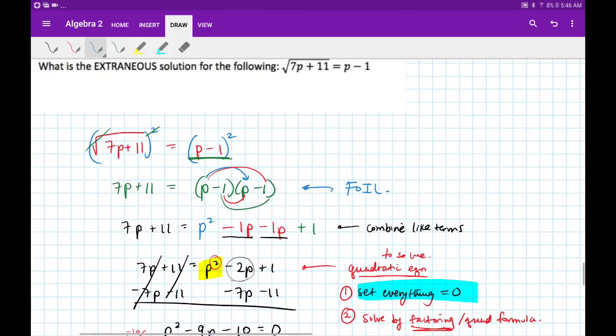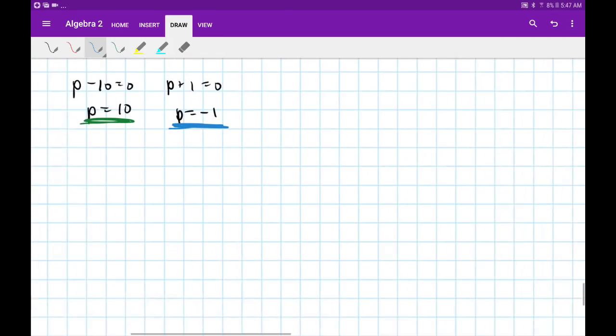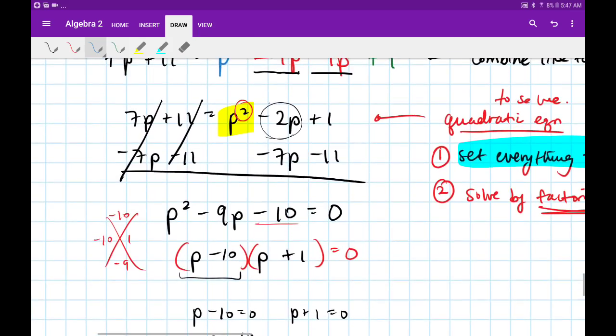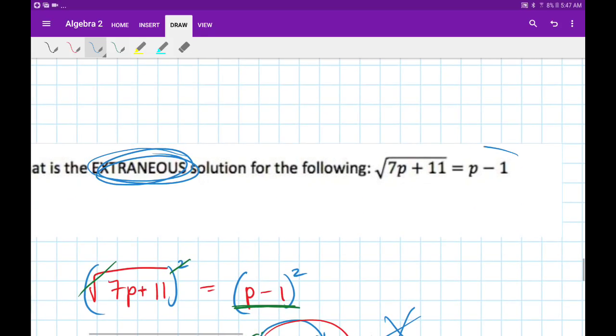So the question actually said, what is the extraneous solution? So I already know one of these, at least one, isn't going to work when plugged back in. So we're going to go ahead and do a check for p equals 10 and also a check for p equals negative 1. So we got to plug these in to our original equation. Not somewhere in the middle. You can't plug it in here. You can't plug it in here. Those are no-nos. You got to plug it into your original every time. So that's root 7p plus 11 equals p minus 1. I'm going to plug in p into two spots.